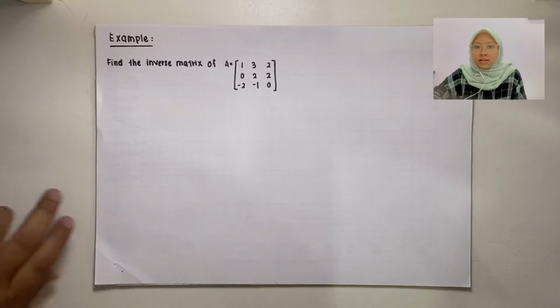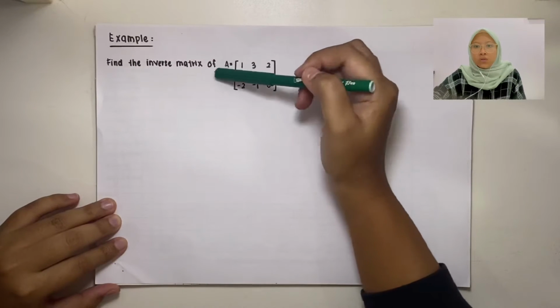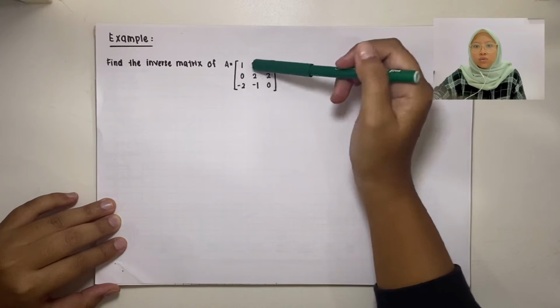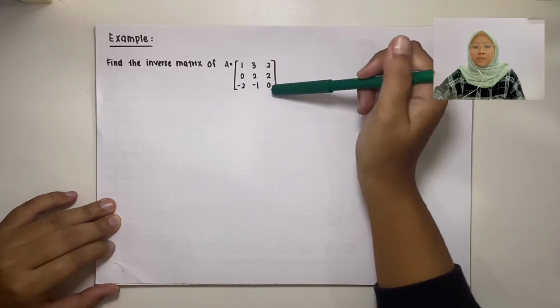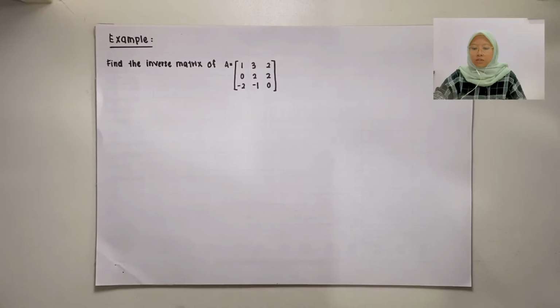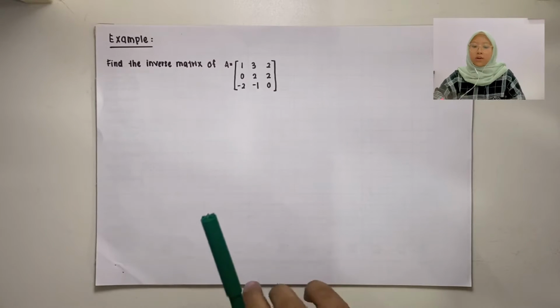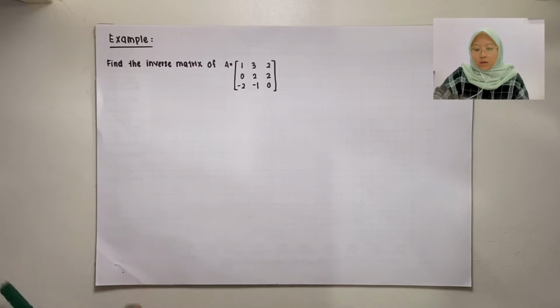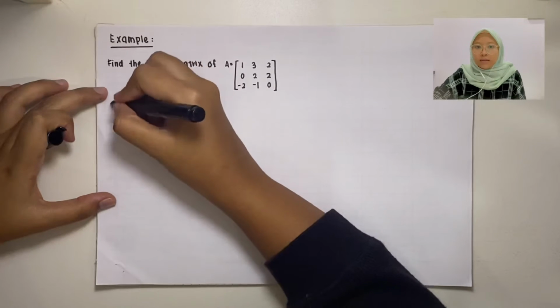The question is find the inverse matrix of A equal to 1, 3, 2, 0, 2, 2, negative 2, negative 1, 0. To solve this question, we can follow the steps that we have learned just now. Step 1 is find the determinant of A.